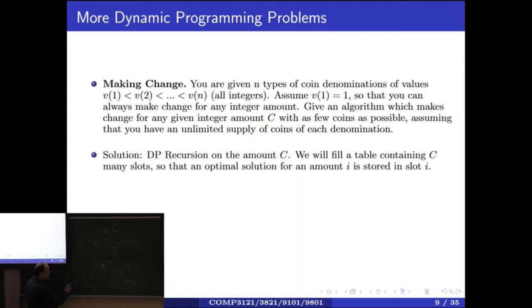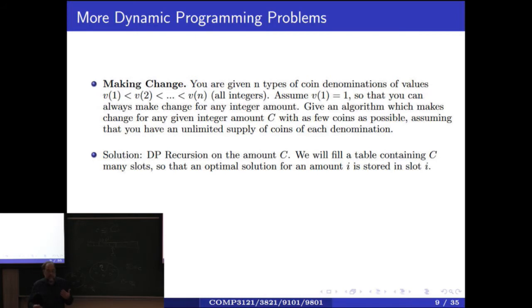Exactly. So if this was really a better solution using fewer coins to get value C minus Vm, and I add the coin Vm, then this combination plus coin Vm would be a solution for C that is better than that solution. But I had assumed that this is the optimal solution for the amount C. Right? So if I remove this coin, the leftover must be an optimal solution for C minus Vm, because if there was a better solution for the amount C minus Vm, I could add Vm to it and get a better solution than this one for the amount C.